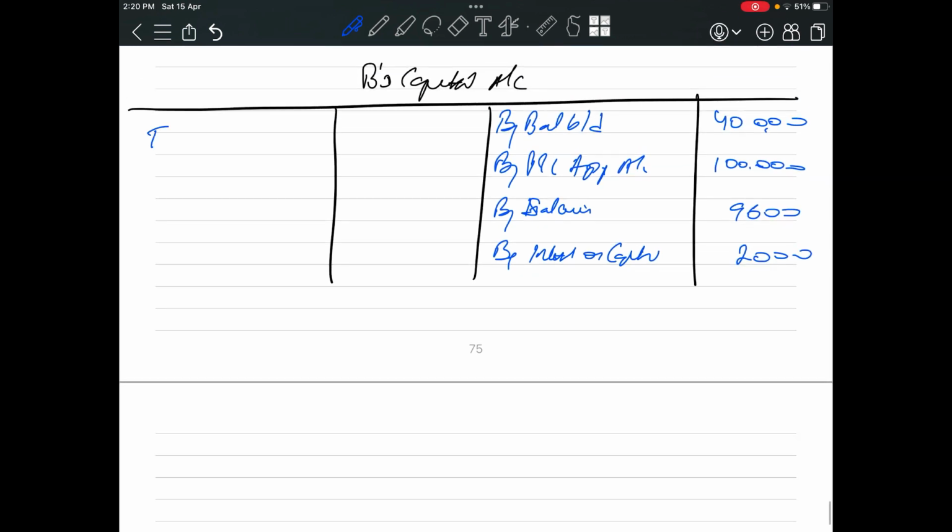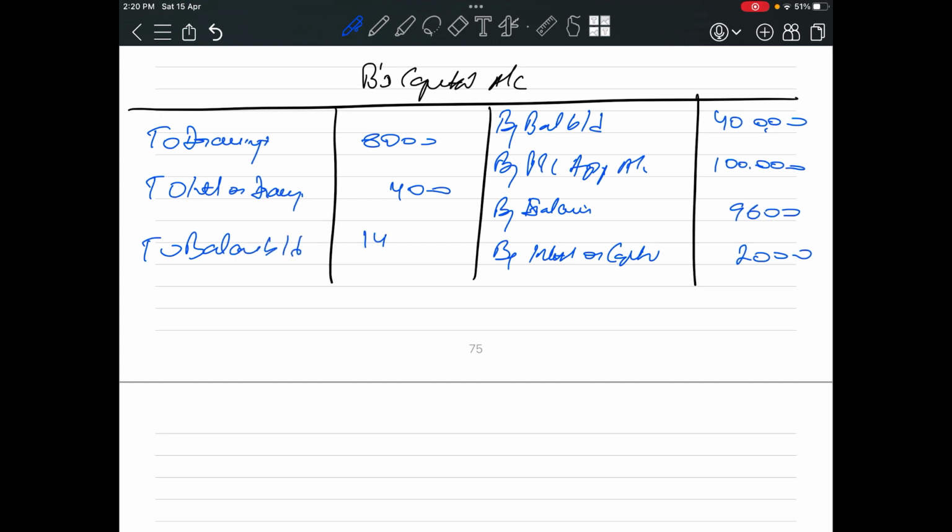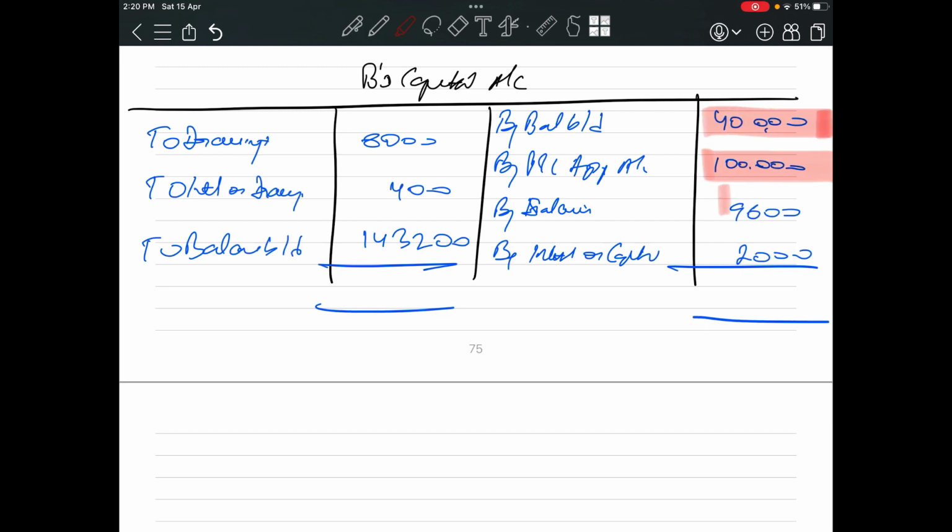Simple. And this side, to drawings 8,000, to interest on drawings 400. So the balance we'll get is 1,43,200. You add all this part. How much did you get? 1,40,000 plus 9,600 plus 2,000, so 1,51,600. And you deduct all this, 8,000 plus 400, and you get this answer.